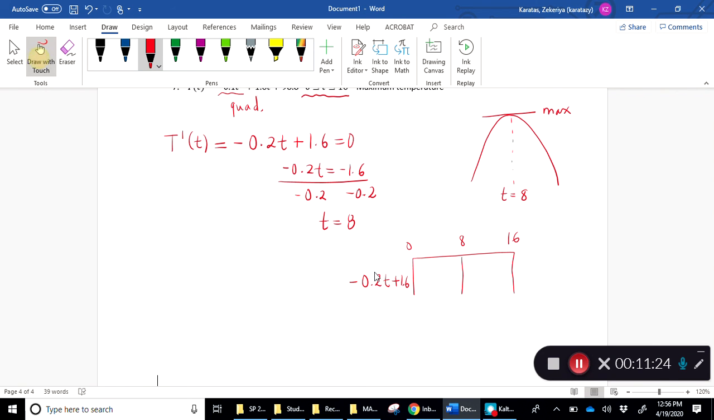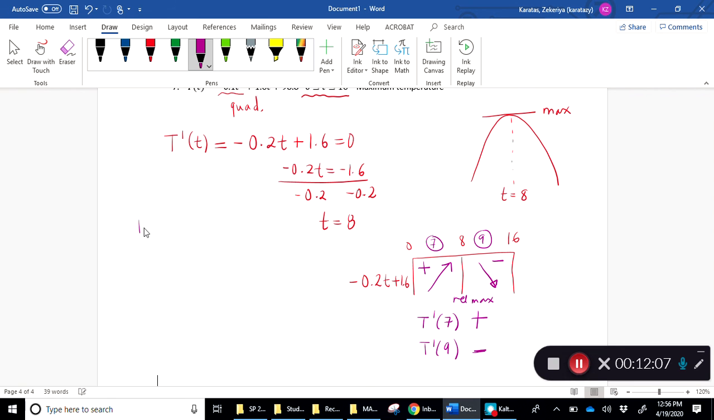Take two different testing values. Take, for example, 7 from here and 9 from here. If you look at T prime of 7, it's going to be negative 1.4 plus 1.6, so it's going to be positive. If you look at T prime of 9, if you plug in 9, that's negative 1.8 plus 1.6, so it's going to be negative. So it's increasing and then decreasing. It's plus here and then minus here. See, it's exactly what we expected, but now we see it algebraically. So we have a relative max here.